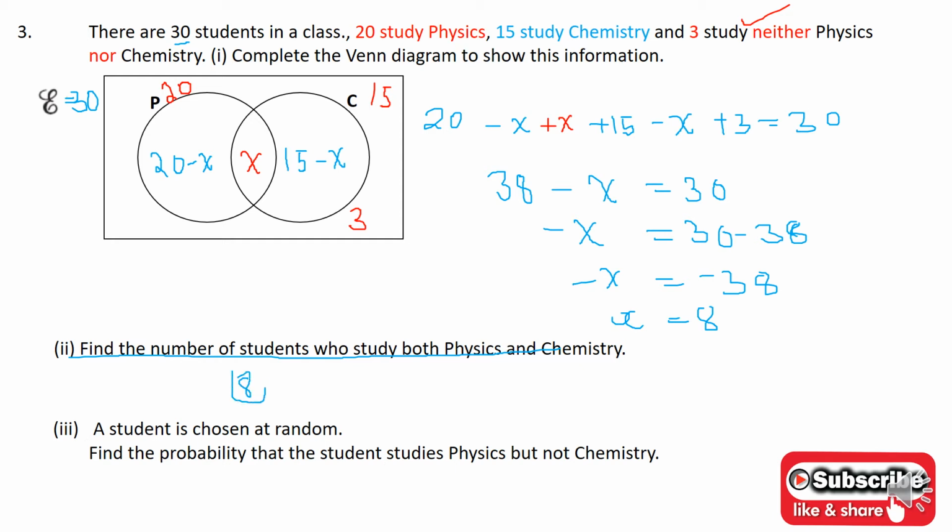Now you can go ahead and complete the diagram. Here you have 20 minus 8, so here you'll have 12. Here you'll have 8. And here you'll have 7. That is how you complete it using the algebraic method. You can pause the video and see how I did that, especially the equation.